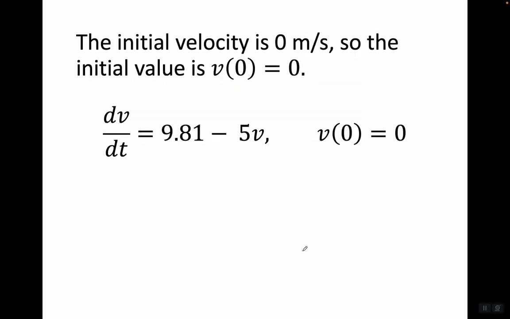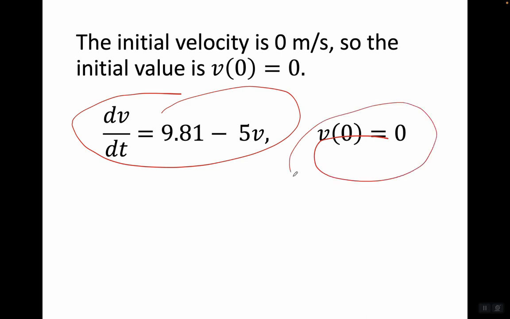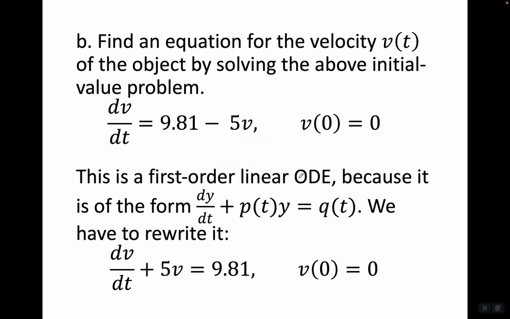The initial velocity is 0 meters per second, so the initial value of v is just going to be v of 0 equals 0. After all, the snowflakes are just dropping. Nobody's throwing them down. So this is our initial value problem. Find an equation for the velocity v of t of the object by solving the initial value problem. This is a first order linear ODE, ordinary differential equation, because it is of the form dy dt plus p of t y equals q of t. We do need to rewrite it, so we need to get this thing on the other side. When we do that, we have dv dt plus 5v equals 9.81, and v of 0 equals 0.